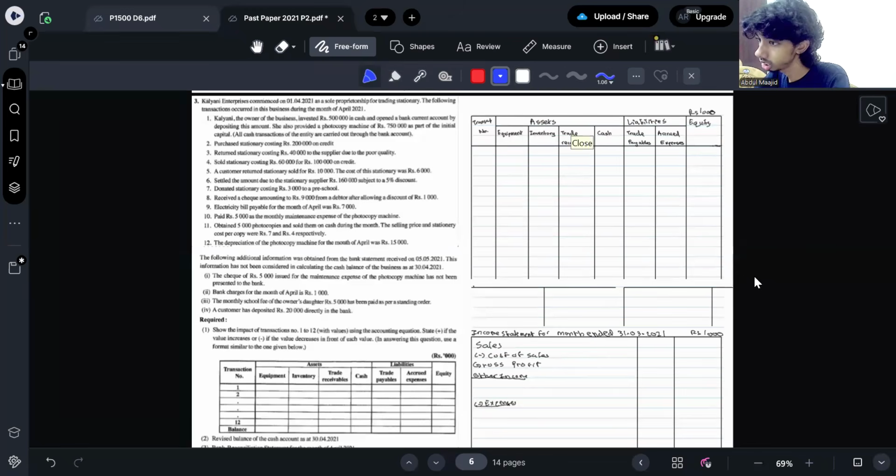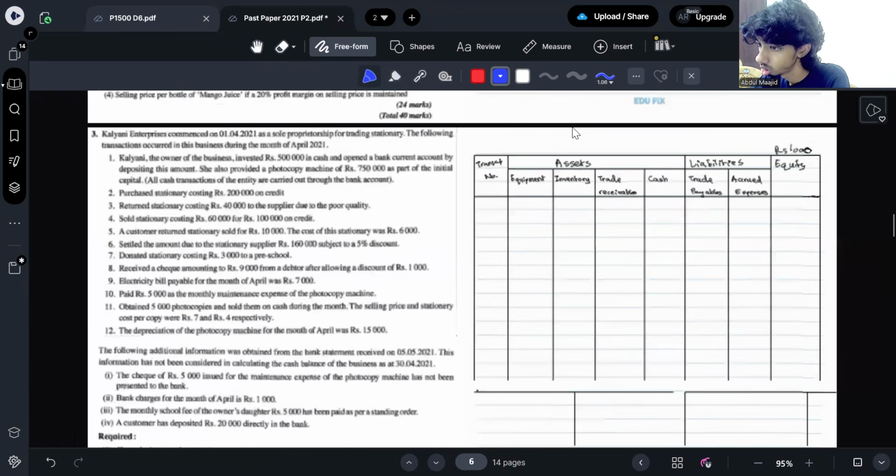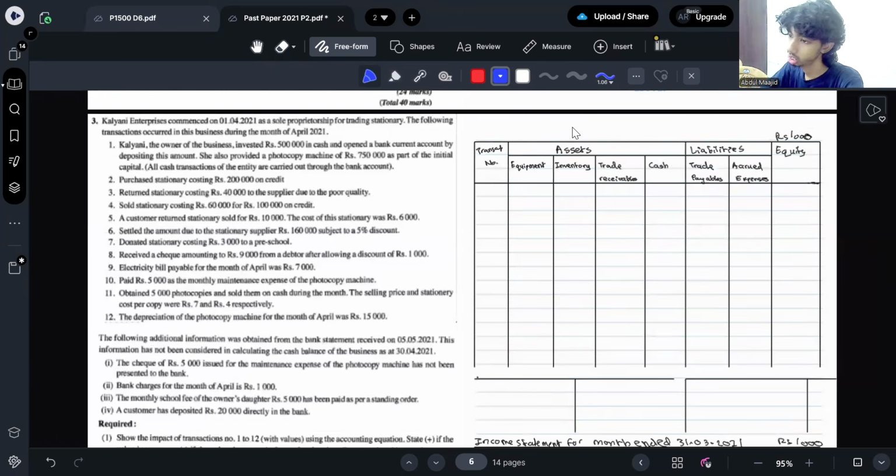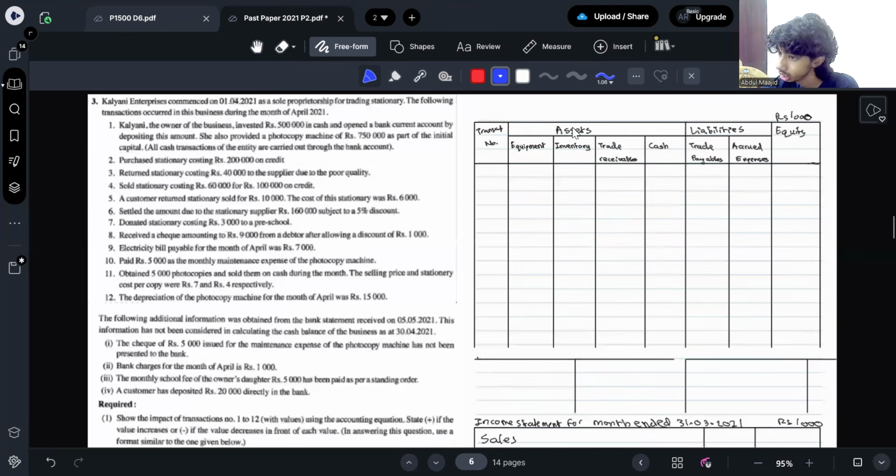So then the third question. Kalyani Enterprises commenced on 1st of April 2021 as a sole proprietorship for trading stock. The following transactions occurred in this business during the month of April. So we are supposed to record these transactions, number 1 to 12, in the accounting equation.